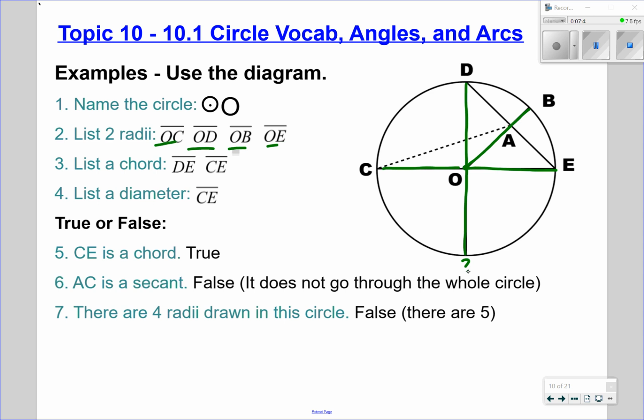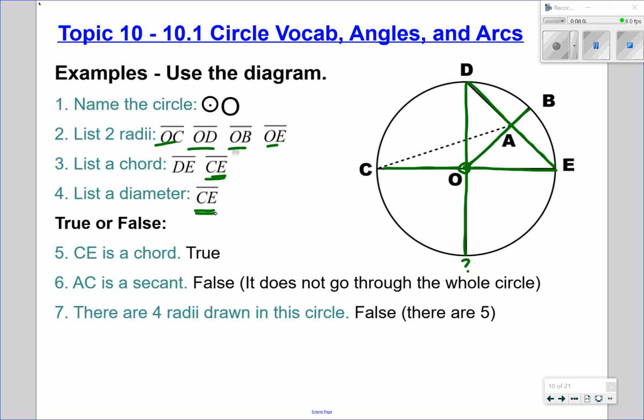A chord, so this would be your chord, DE, that would probably be the most common answer, but you could have also given me CE. CE is still a chord, even though it goes through the center, and would be also called the diameter. So make sure you have those answers for 1 through 4. For number 2, obviously any of those answers work, as long as you had 2 of them. True and false. CE is a chord.